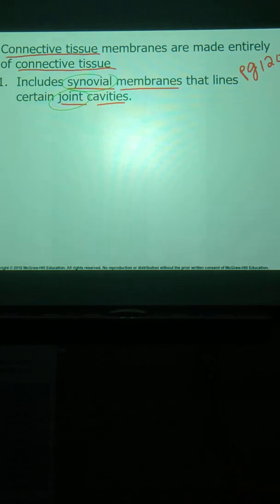Connective tissue membranes are made entirely of connective tissue. This includes synovial membranes that line certain joint cavities. Those joint cavities are connective tissue. They are synovial joints. That's why I have the word synovial and joint circled, because that is the synovial joint.